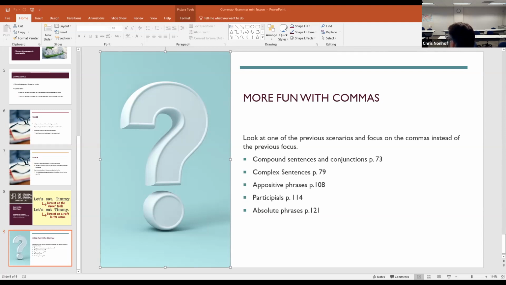So under normal circumstances, if you take a breath or something, put a comma. That's not necessarily always the case. Okay.